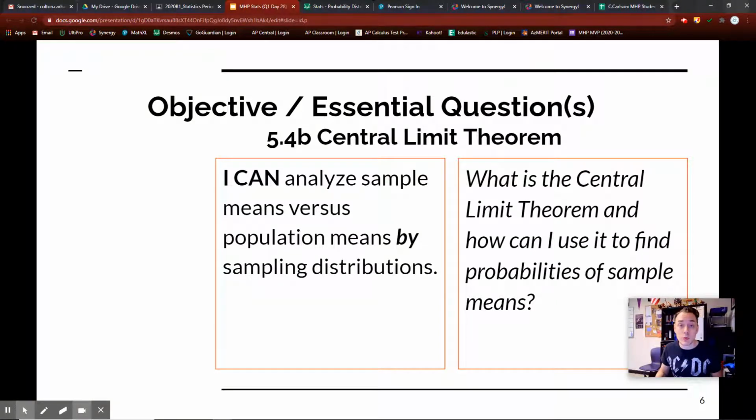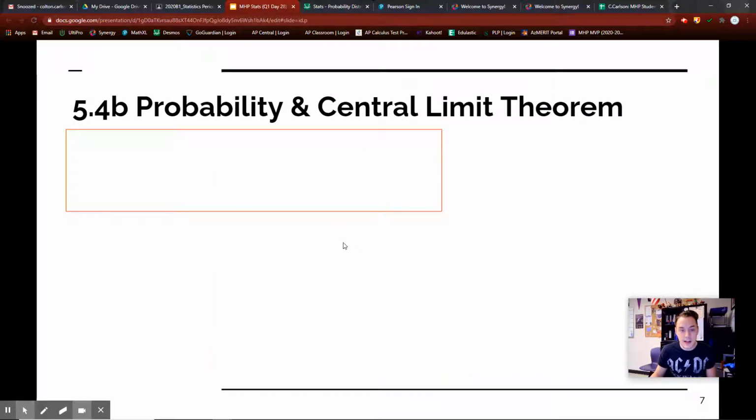If neither of those work, then that's going to be next week. I'm going to show you what that is when both of those don't work. But for right now, that's the central limit theorem. We're going to go more into what it is and how it relates to samples and populations by asking, how can you use it to find probabilities of sample means? Okay, let's get started here.